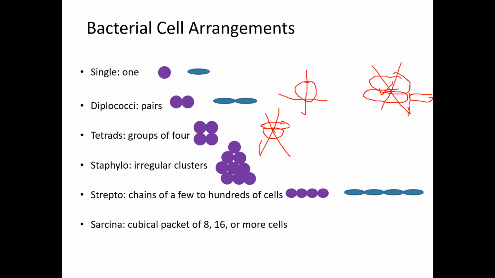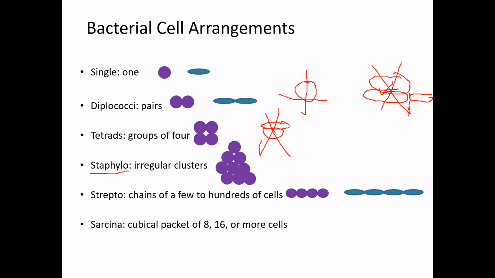Now, if you see that all the cells tend to hang out in clusters or groups, then you use the prefix staphylo. Again, because of this planes of division issue, you will never see staphylobacillus as the arrangement, because bacillus cells cannot divide along that long end.